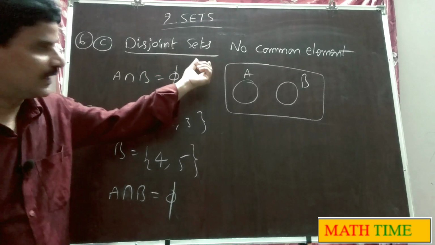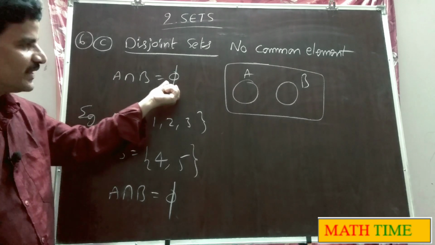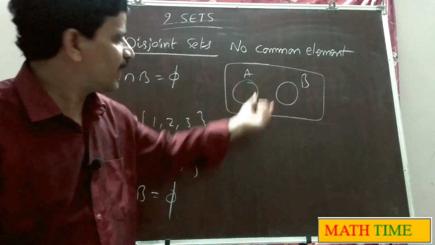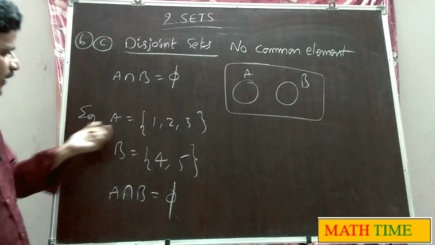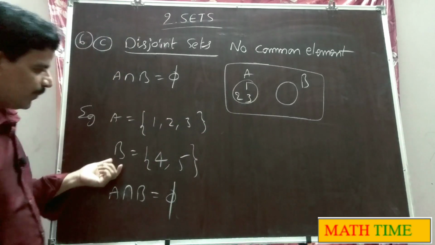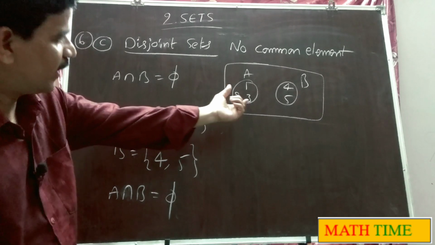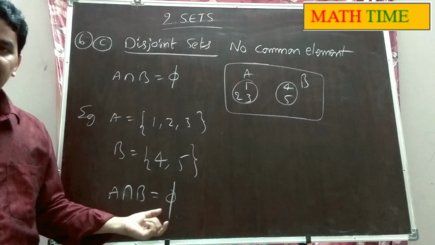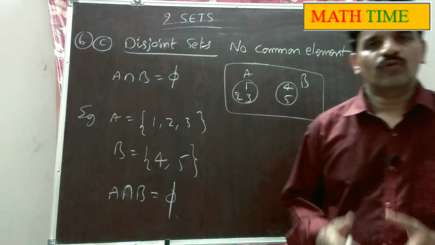6C, disjoint sets. Disjoint sets means no common elements. So A intersection B equal to phi, the empty set. Here you can see A is a set and B is a set, one is away from the other and there are no common elements. Then this is called disjoint sets. For example, A equal to 1, 2, 3. A contains 3 elements 1, 2, 3 and B contains 2 elements 4 and 5. There are no common elements. When we look at the Venn diagram, there is no common element. Therefore A intersection B equal to phi. So disjoint sets means sets that have no common element.